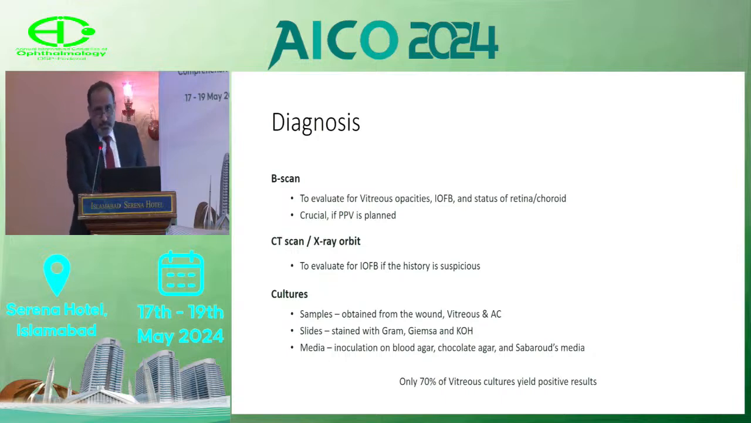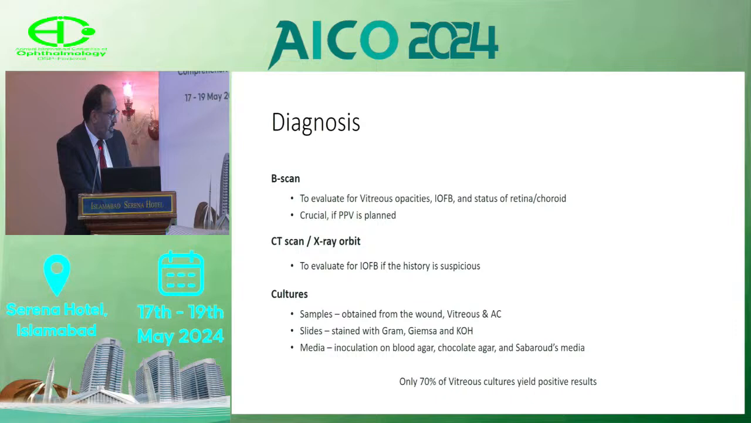How to diagnose it? Early diagnosis is definitely important. And in this scenario, probably B scan plays a very important role. Of course, we have to be more careful in case of open globe injury while doing B scan. But it's important to evaluate vitreous opacities, intraocular foreign bodies, and the status of the retina and the choroid. And especially if you are planning pars plana vitrectomy, it's crucial to go for a B scan. And better to do it by your own self rather than by a technician.